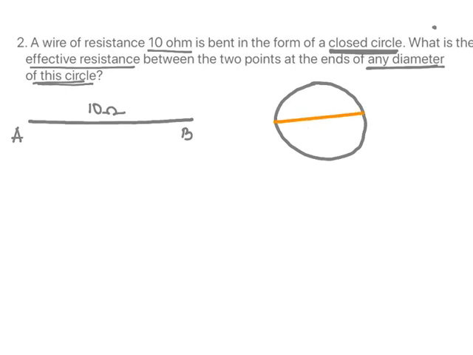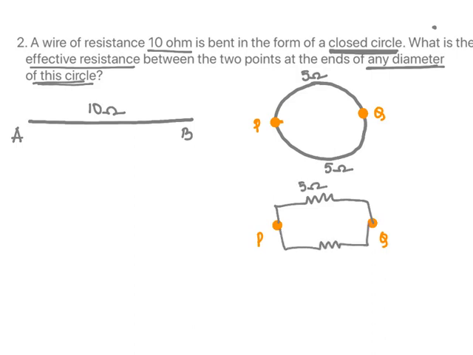So here's the diameter. This is, say, P and Q. So this 10 ohms is divided into two parts. Here we'll have 5 ohms and this side is 5 ohms. We need to find the effective resistance across PQ. This diagram can be now drawn in the same fashion. Here I have PQ, this is my P and this is Q, and there is 5 ohms here, they're in parallel, and there is 5 ohms on this side.